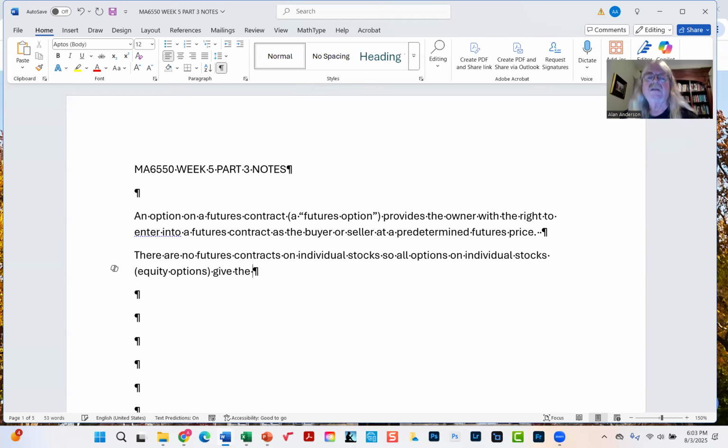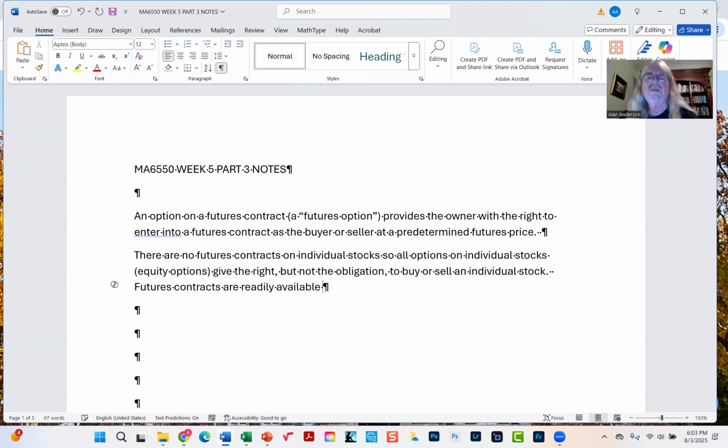give the right, but not the obligation, to buy or sell an individual stock. On the other hand, futures contracts are readily available on the major stock market indices.